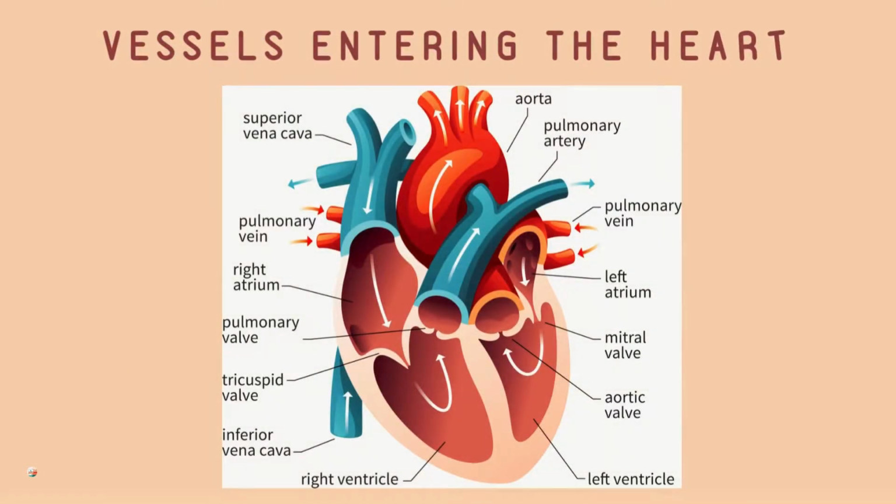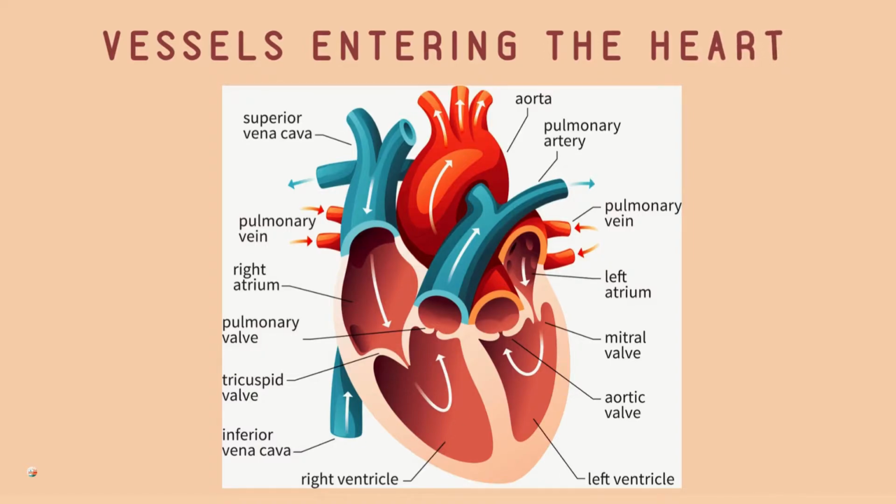Vessels entering into the heart. Let's discuss one by one. Superior vena cava, inferior vena cava. Superior vena cava carries the deoxygenated blood from upper parts of the body, and inferior vena cava carries the deoxygenated blood from lower parts of the body, and both of these drain into the right atrium.